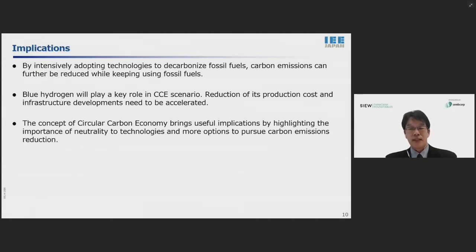By taking this neutrality, various emission reduction technologies will be an option for our carbon management. So the concept of circular carbon economies expands the available options for carbon management. If in the future we will not be able to reduce carbon only with renewables, we will have a plan B. We will have another option to decarbonize or reduce carbon emissions by having this other option of decarbonization of fossil fuel. So that's it for myself. Thank you for the attention.